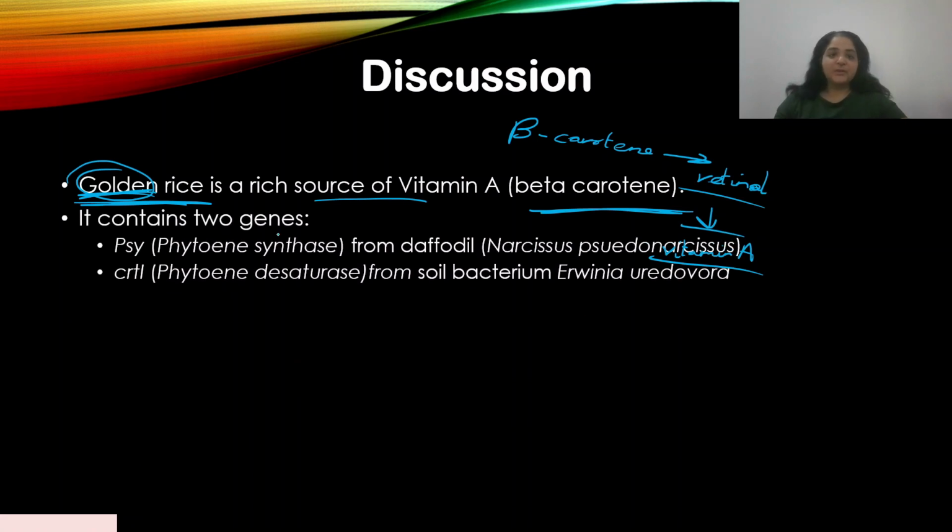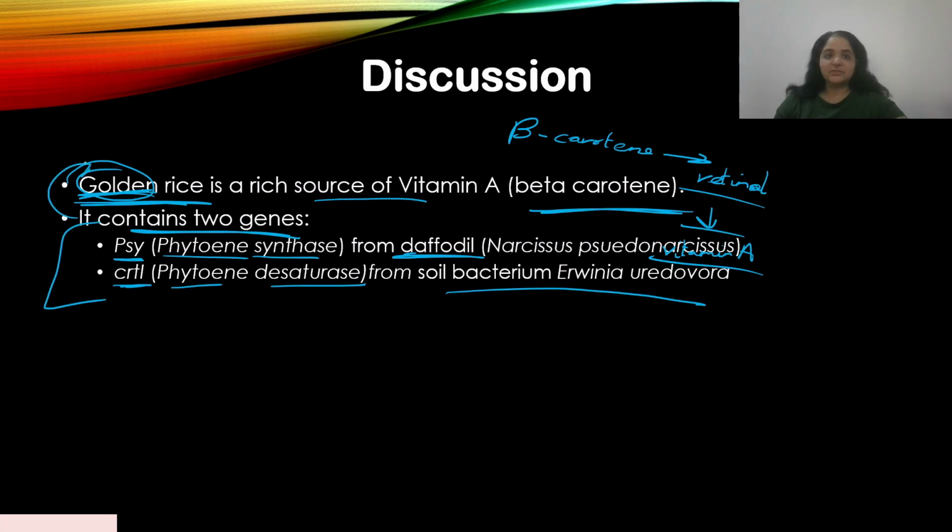Yeah, now it contains two genes. First one is Psi, that's phytoene synthase from daffodil, okay, and there is CRT1, phytoene desaturase from the soil bacterium Erwinia uredovora. So it is a combination of these two genes which forms the golden rice. The yellowish color that you see is from the daffodil.